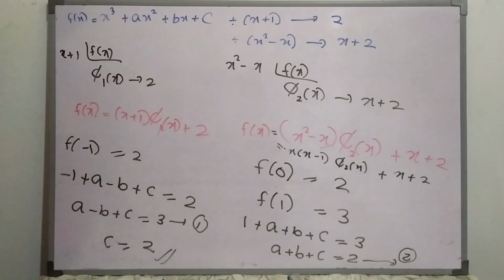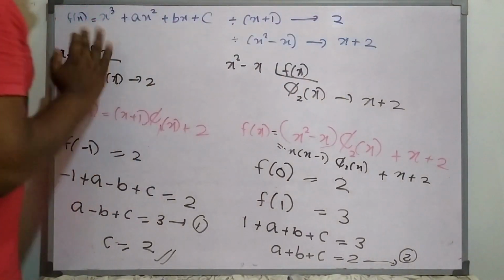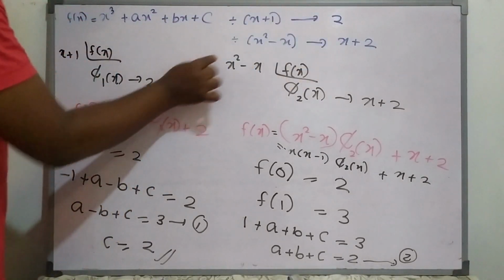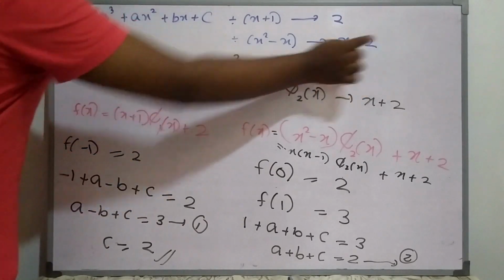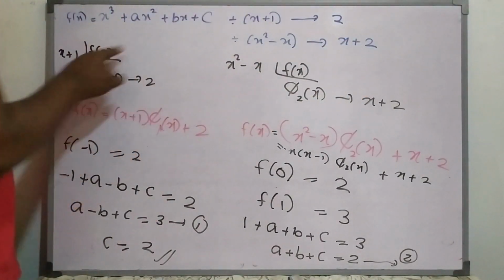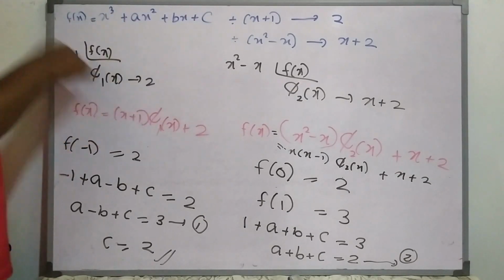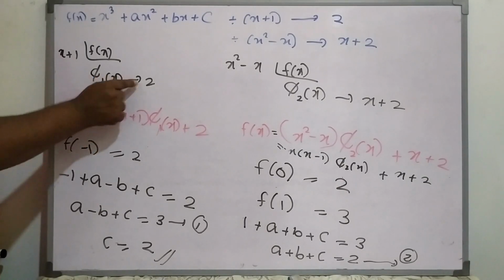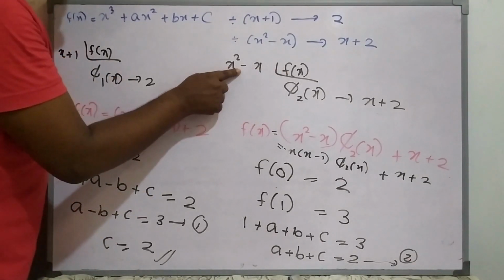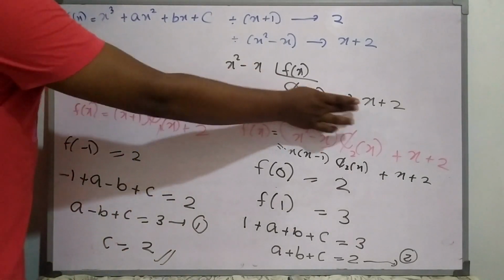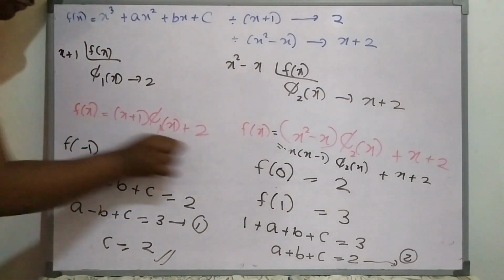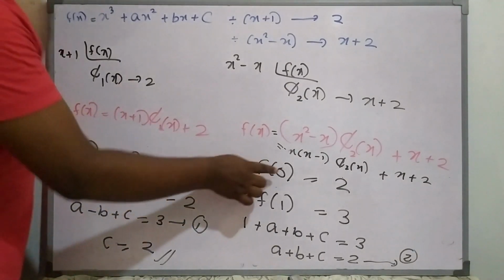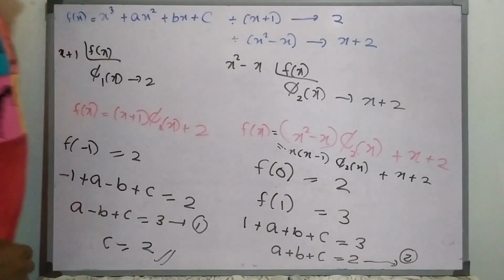Okay, so I'm just summarizing the equation that they gave to us. x cube plus ax squared plus bx plus c divided by x plus 1, the remainder is 2, and divided by x squared minus 1, the remainder is x plus 2, right? So I'm just putting in the remainder theorem for both cases. f(x) divided by x plus 1, the quotient is ψ1(x), and the remainder is 2. And f(x) divided by x squared minus 1, the quotient is ψ2(x), and the remainder is x plus 2. I'm just formulating: f(x) equals (x plus 1) ψ1(x) plus 2, f(x) equals (x squared minus 1) ψ2(x) plus x plus 2.